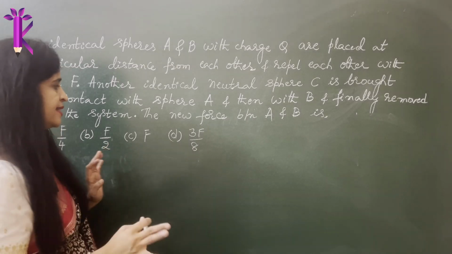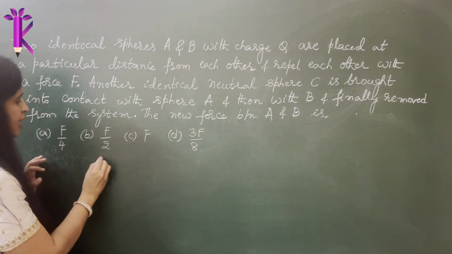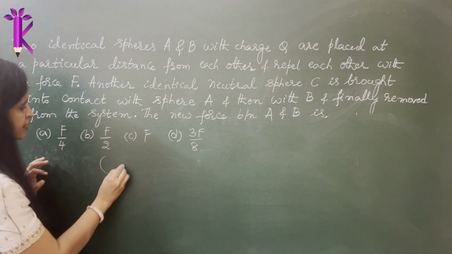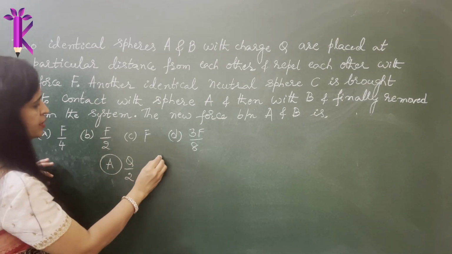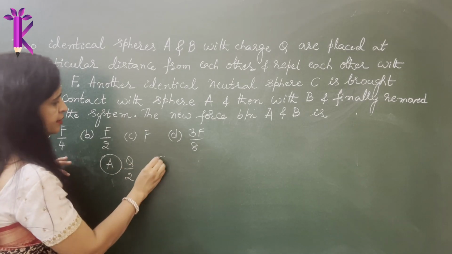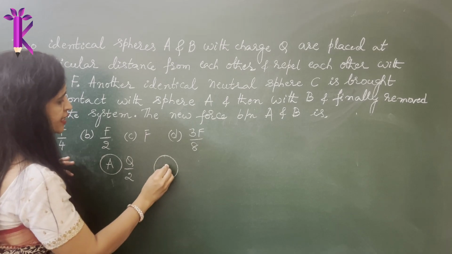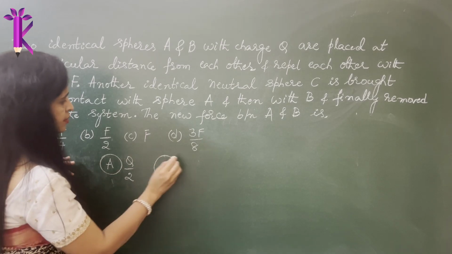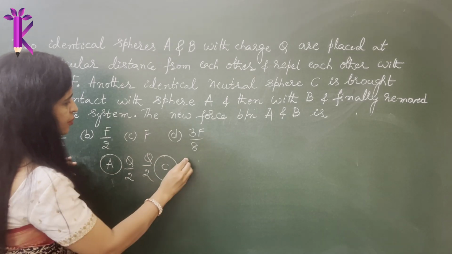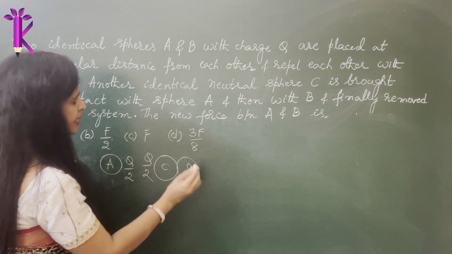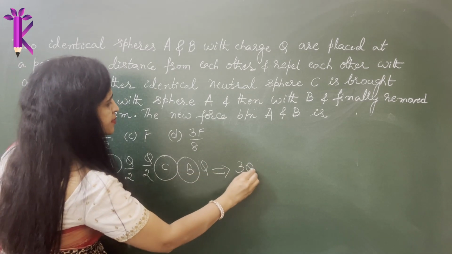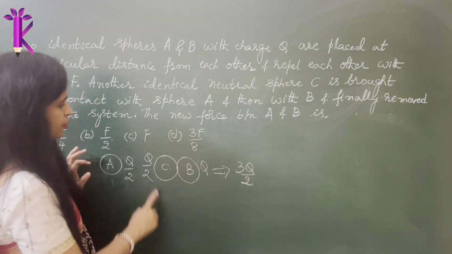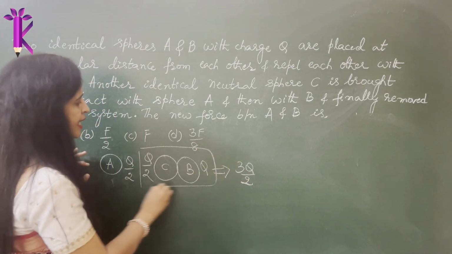So, let's rewrite everything again. Now, what are the charges after contact? Charge on A was found to be Q by 2. Charge on C, now what had happened to charge on C? It is Q by 2. You brought in contact sphere B, which had a charge Q. So the net charge on this entire system became 3Q by 2, right?